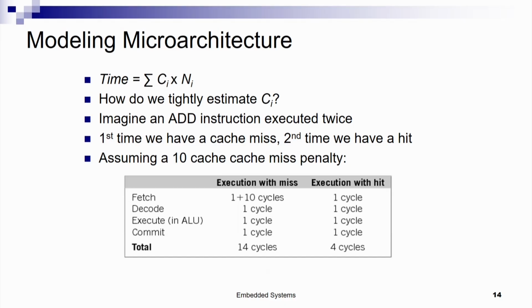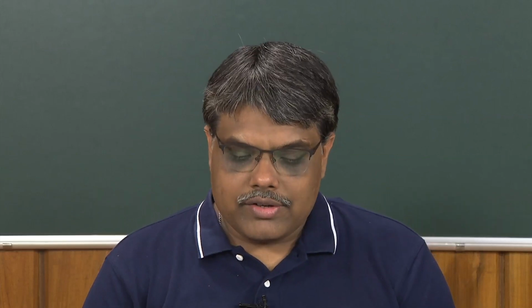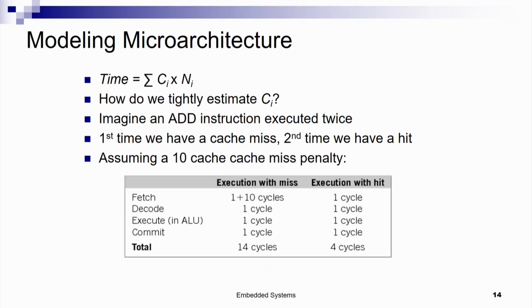So, we have seen how to obtain execution time estimates of tasks. However, if we do not take the microarchitecture or the platform into consideration, such estimates may not become very realistic. Now, how can we take microarchitecture into consideration, and what is the effect if we do not? Let us take a very simple example.